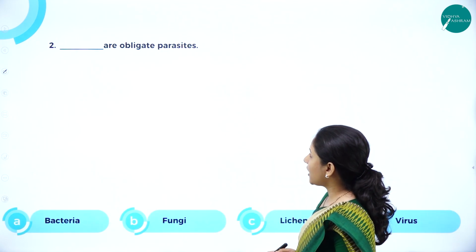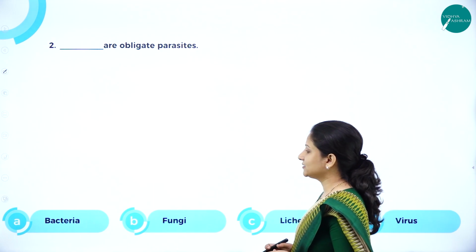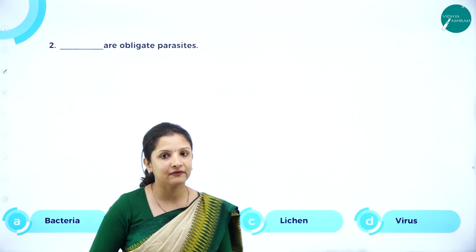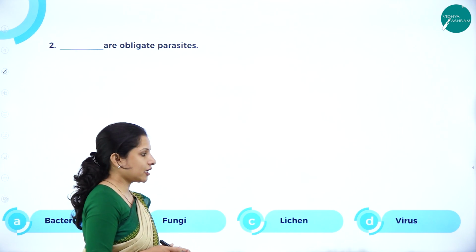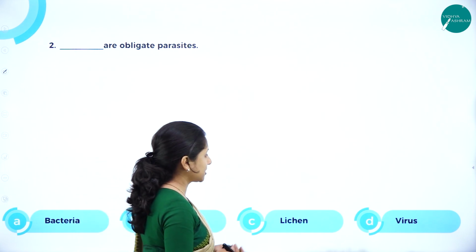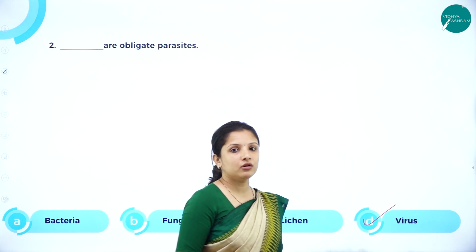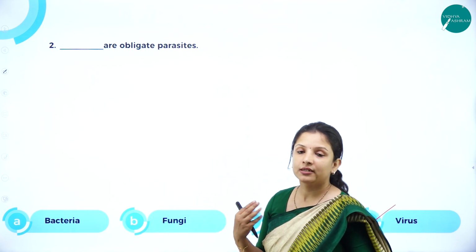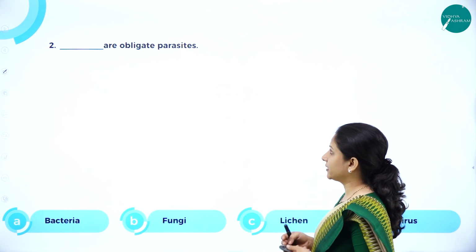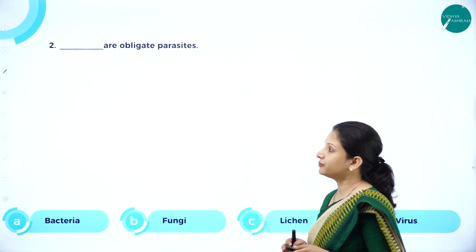Next, dash are obligate parasites. So is it bacteria? No, bacteria can survive even without a host. Fungi can also survive without a host. Lichens can also, but it is viruses that are obligate parasites, which always need a host to multiply or replicate. So viruses are obligate parasites.